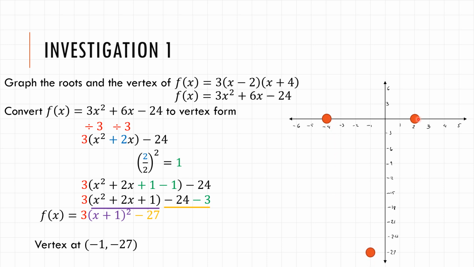And now that I've got the two zeros and the vertex, I know that this is the tip of the parabola, so I can very easily just draw a very smooth curve through them. And that's one way to graph a quadratic if you're given it in factored form. You could just graph the zeros, expand it to standard form, complete the square to get it into vertex form to get the vertex. And once you've plotted the vertex, you can draw that smooth curve.